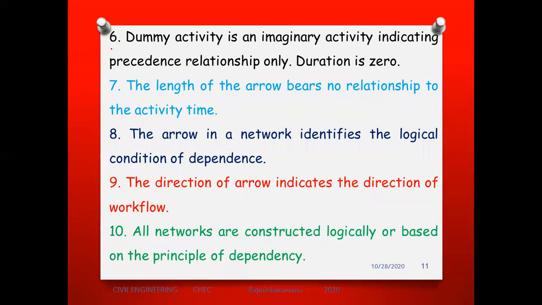Sixth one. Dummy activity is an imaginary activity indicating precedence relationship only, but the duration is 0. So whenever you are seeing some problems, making a circle and giving the arrow, at that point what they will do, here you are having a dotted type of circle, right?